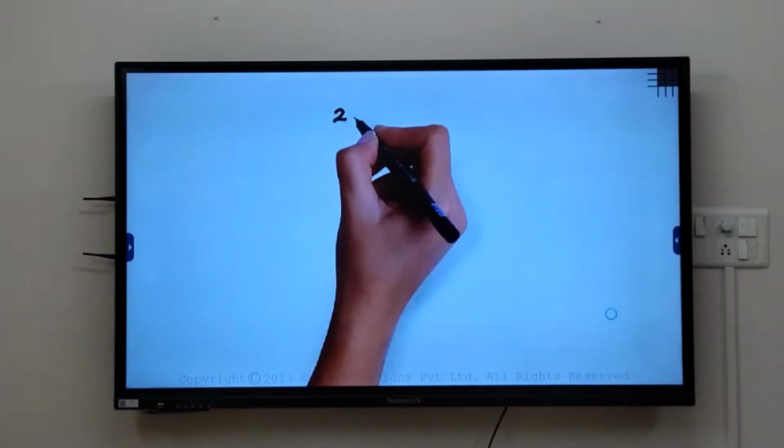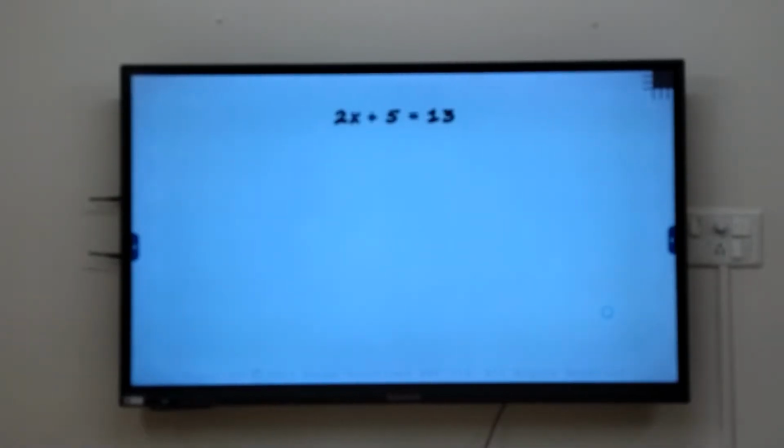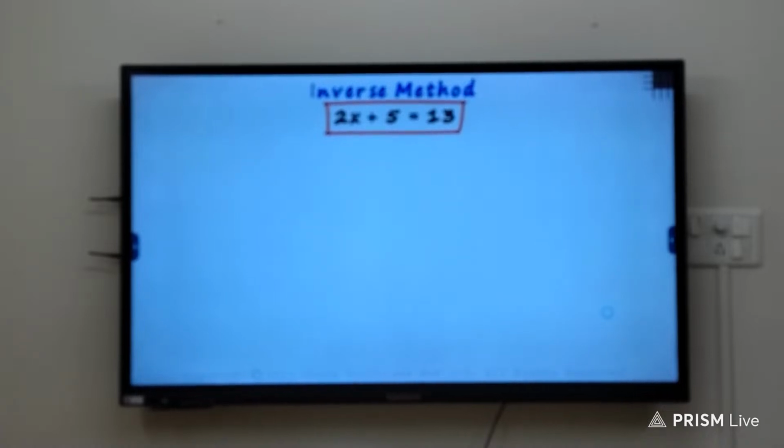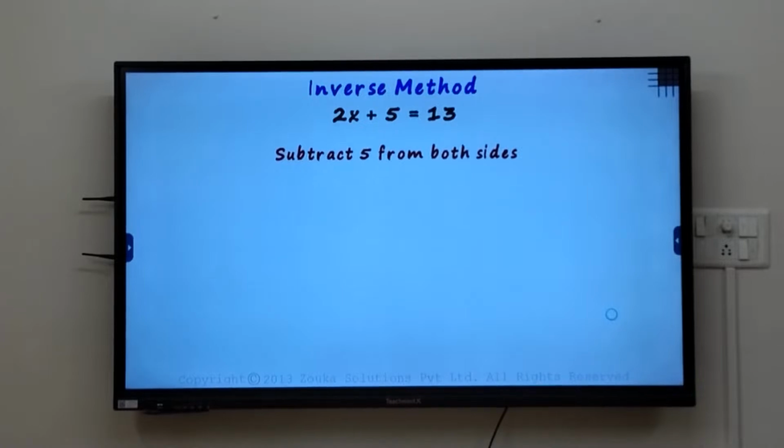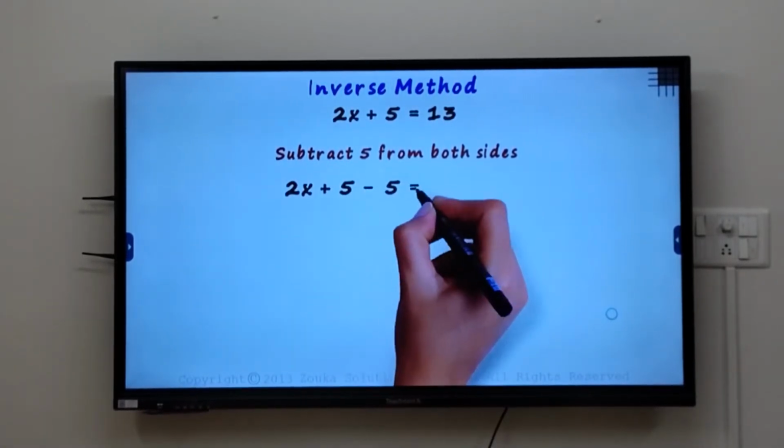We move to a new page to solve a new linear equation. Say we want to solve the equation 2x plus 5 equals 13. How do we use the inverse method to solve this equation? Remember, when we have to solve such equations, our aim should be to keep only the variable on the left-hand side. We have to eliminate everything else. So our first task should be to eliminate 5. So we will have to subtract 5 from the left-hand side. But we just learned that if we subtract a number from the left-hand side, we have to subtract the same number from the right-hand side. Hence, we subtract 5 from both sides. We get 2x plus 5 minus 5 equals 13 minus 5.